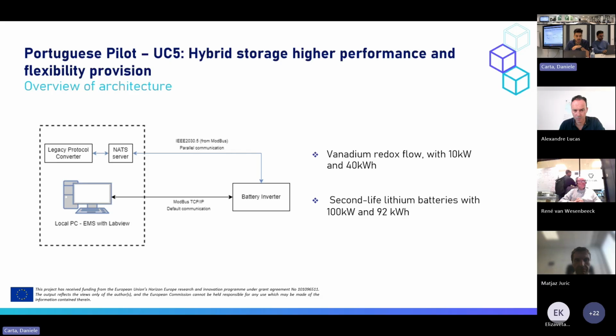Here is an example of use case 5. In particular, here we had two types of batteries. One is a vanadium redox flow, and the other one was a second life lithium battery. As I mentioned, the monitoring was made via the legacy protocol converter, while the control was performed using a LabVIEW software.